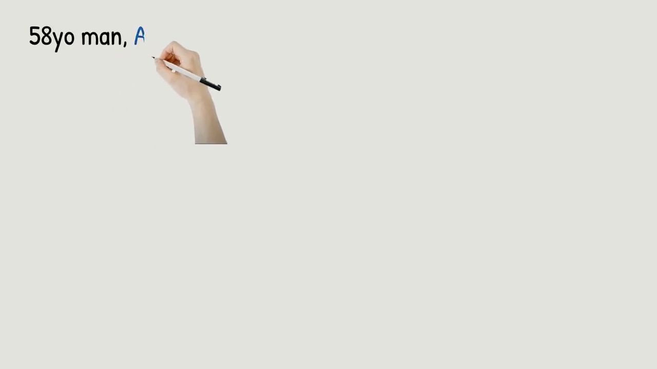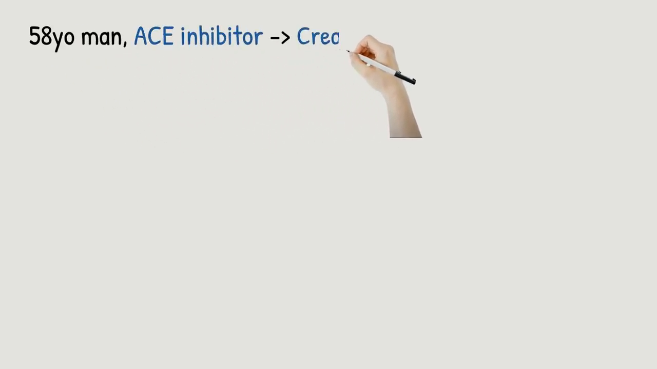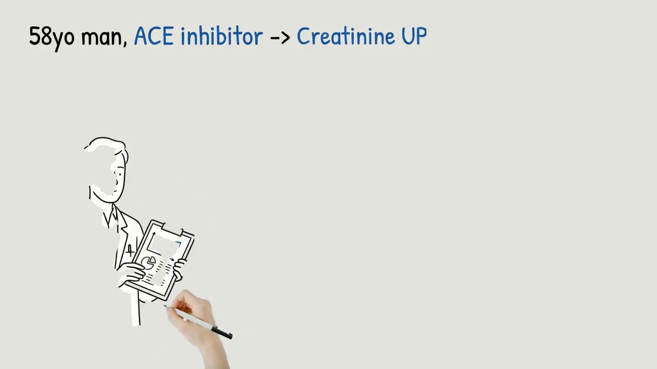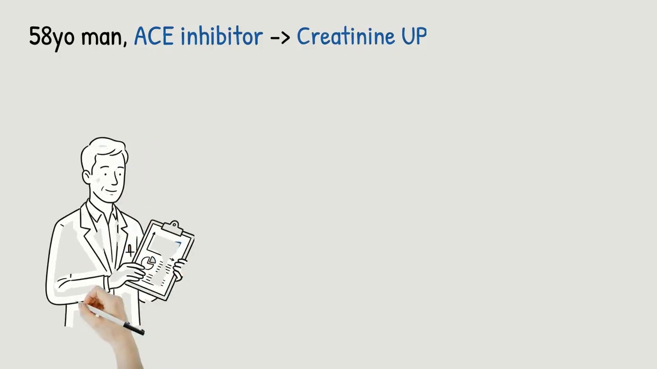A 58-year-old man has hypertension. His doctor starts an ACE inhibitor. 2 weeks later, his creatinine goes up. The doctor looks at the result and doesn't change a thing. She expected it. Do you know why?